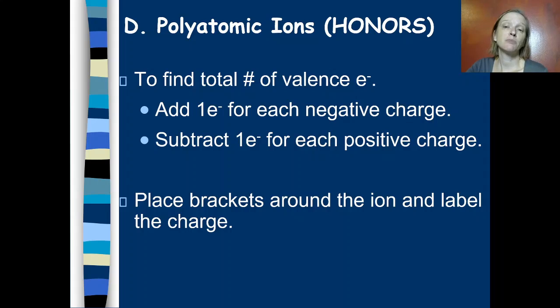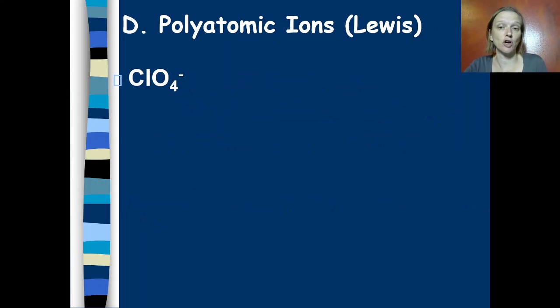You're going to place brackets around the ion and label the charge in the top right-hand corner when you're done drawing your ion, to indicate that your ion has a charge. So let's look at an example of this.